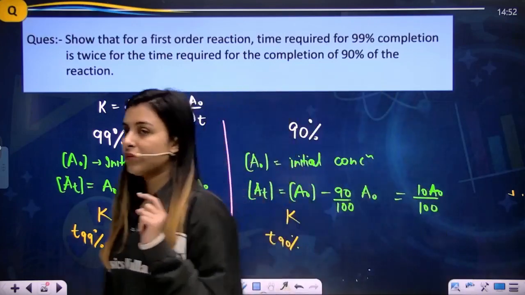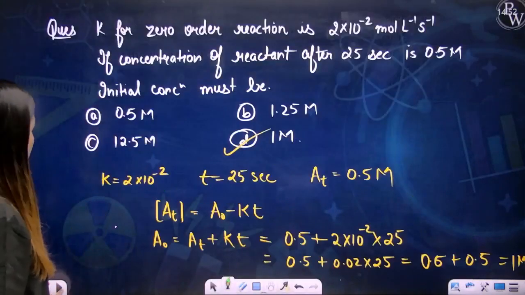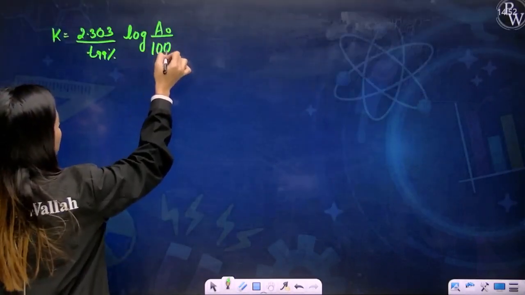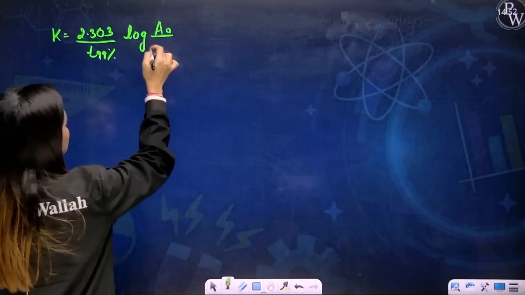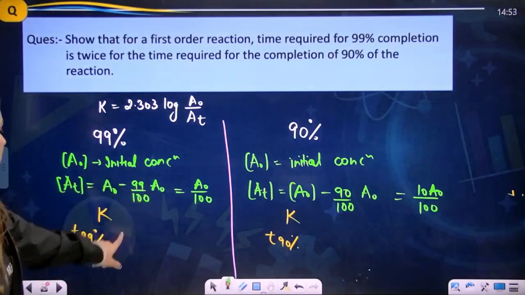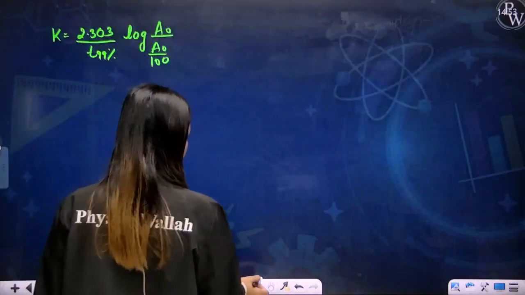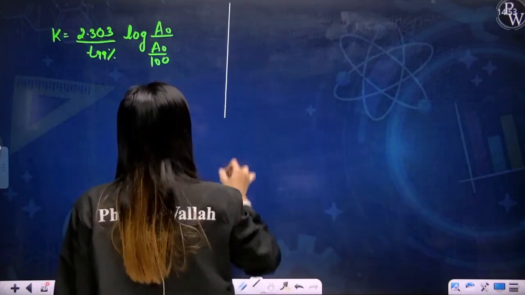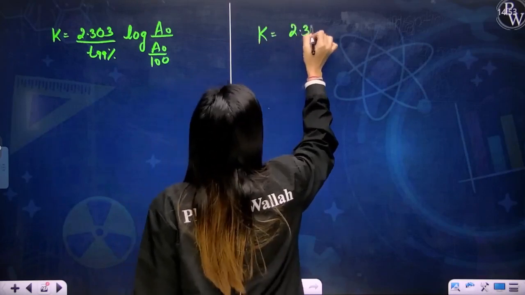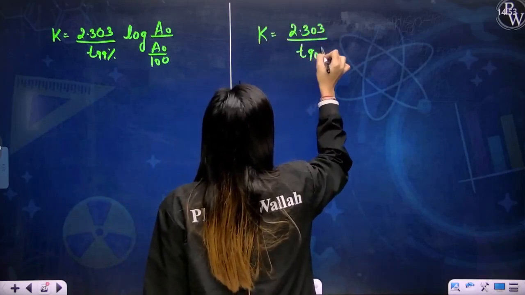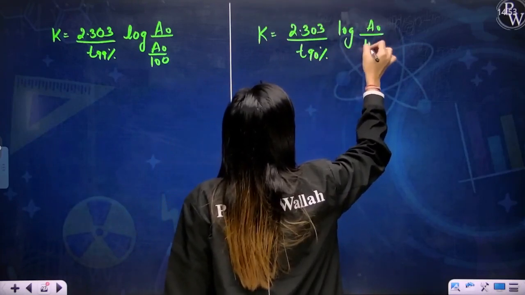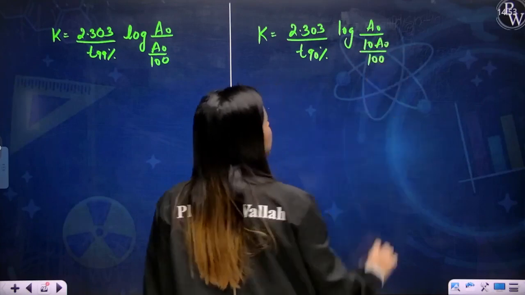Now I have to put these values. This would be A naught upon 100. Yes, this is the value for At. Similarly, I'll say K here would be equal to 2.303 upon t 90% log A naught upon 10 A naught upon 100. I hope it is clear.